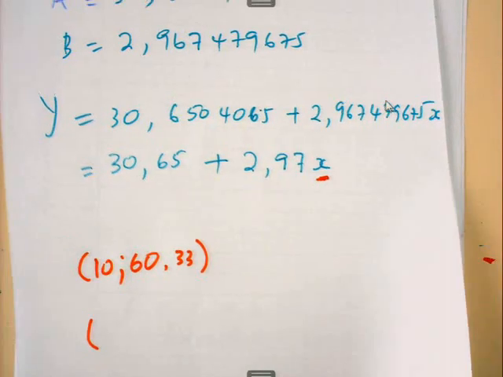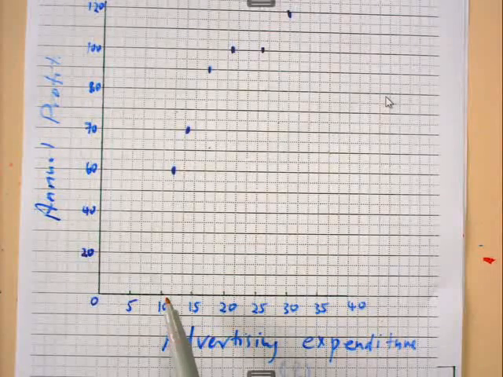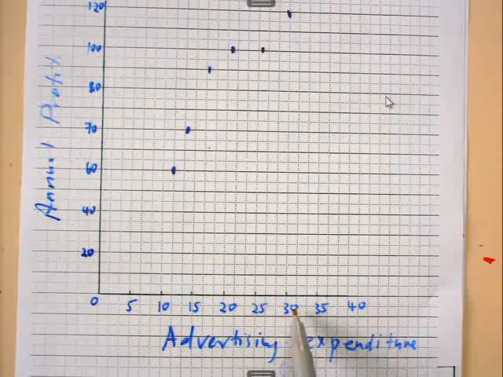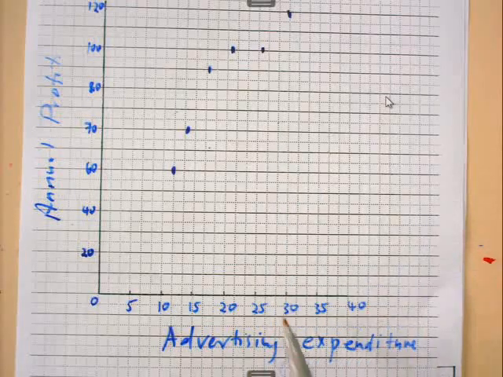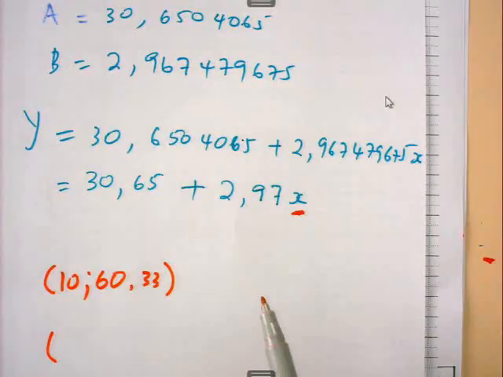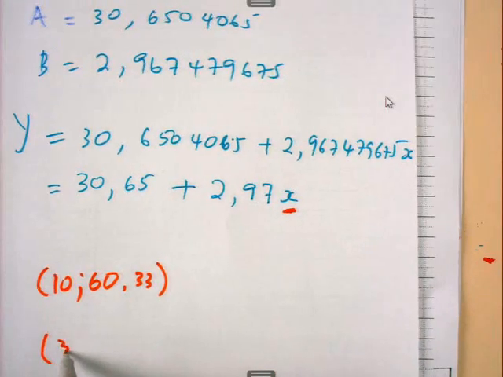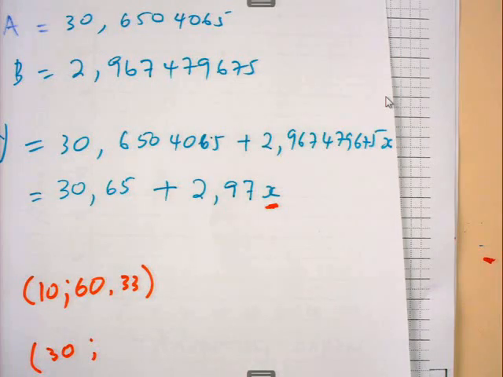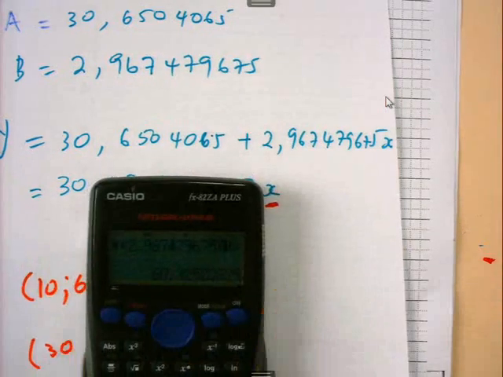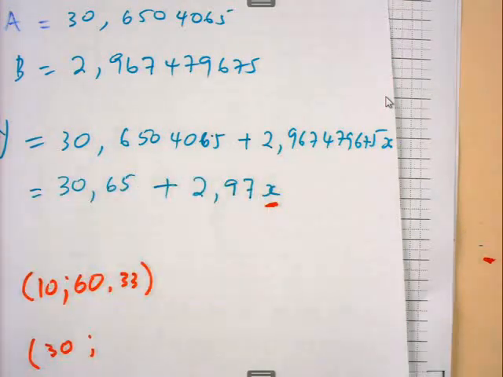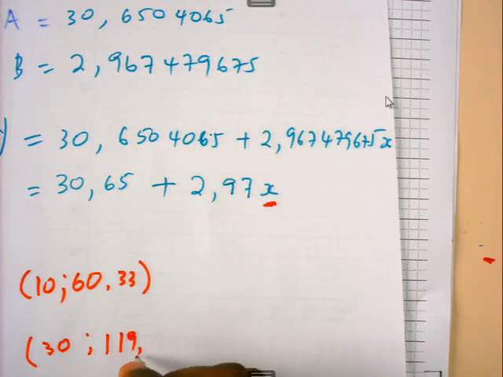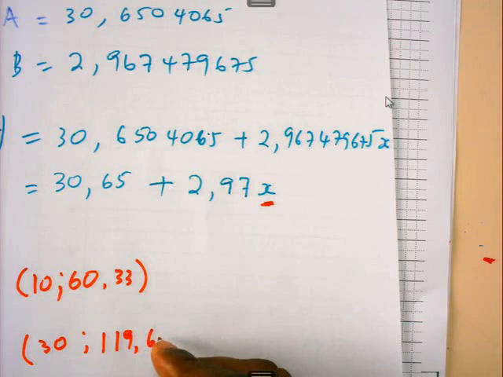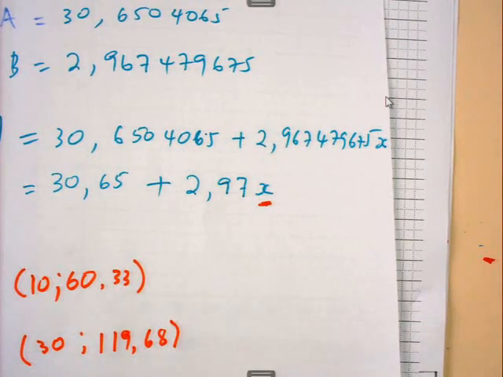Now I also check another value of x. We took 10, it's fine. We are now going to use any other value, let's say 30. You see the 30 is also on the points. Now we substitute x with 30 in our equation. I go back to my calculator. I don't delete the whole thing, I just go to the brackets, and for x I put in the 30. Then I say equals to, my calculator says 119.668, I think it is 119.68.